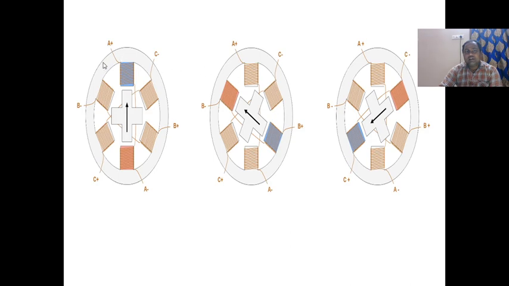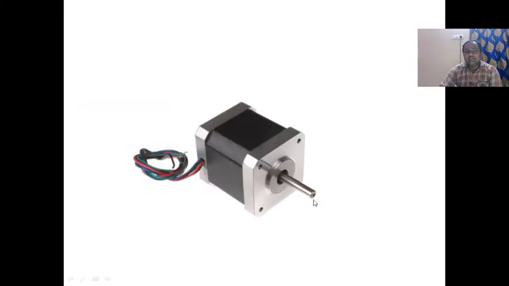Whenever the supply is given, there are three phases. Please see: A plus, A minus, B plus, B minus, C plus, C minus, the winding structure. So this is a stepper motor.